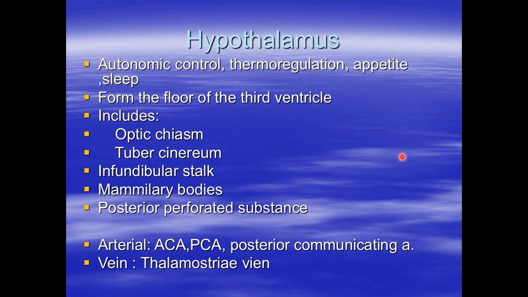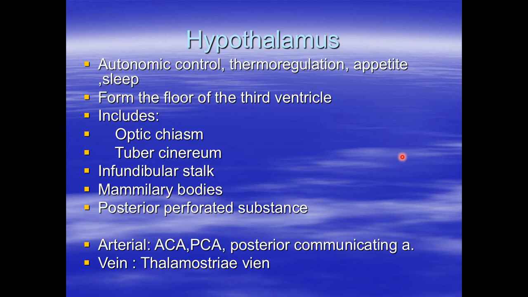Now, regarding the hypothalamus, hypo means under, inferior to the thalamus. It has a relation of autonomic control, thermoregulation, and appetite and sleep. So, the hypothalamus regulates your sleep, your appetite, your temperature, and your autonomic nervous system. So it's a very small part with a very big function.